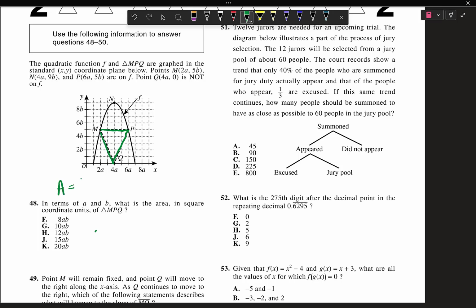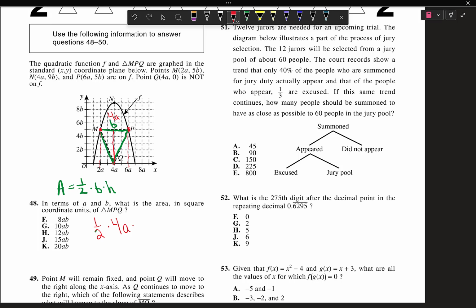The formula for area of a triangle is 1/2 base times height. So this is my base. My height would be this distance from the vertex of angle Q straight down to the base. Okay, so we should be able to count both of those lengths. So the base is the distance from M to P. If we look down here, M is at 2A, P is at 6A. So that base is just 6A minus 2A, which means this length is 4A.